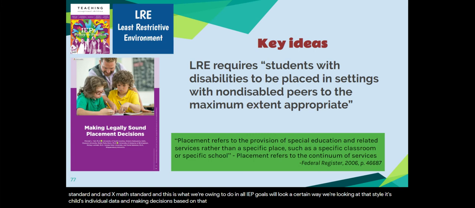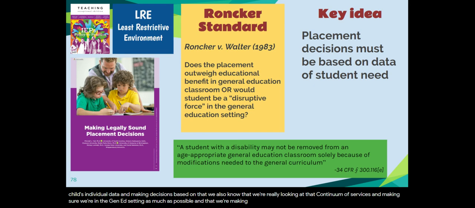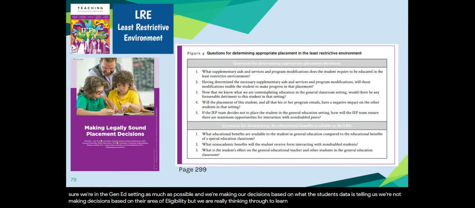We also know that we're really looking at that continuum of services and making sure we're in the gen ed setting as much as possible, and that we're making our decisions based on what the student's data is telling us. We're not making decisions based on their area of eligibility, but we are really thinking through where's the best place for this student to learn. There were some excellent questions in Figure 4 for determining appropriate placement. So if you haven't really thought that through, I would encourage you to check out Figure 4 and go back to the journal and pull out that article.